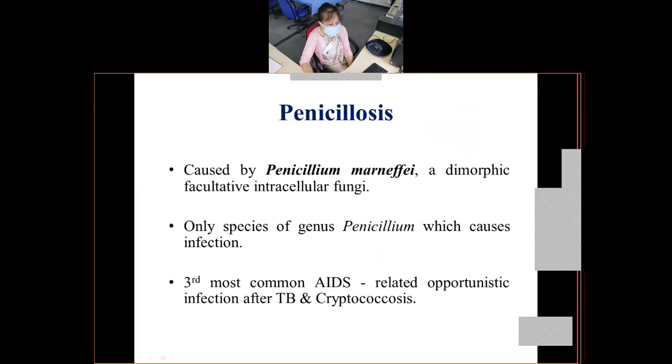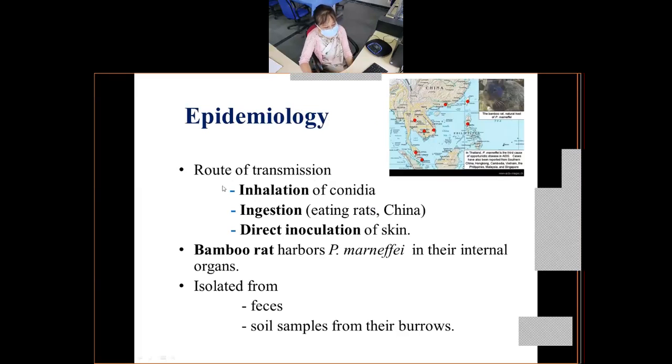Then penicilliosis. This is again caused by a dimorphic fungus. If you know the definition of dimorphic fungi, this is one of them. This is Penicillium marneffei. It is an intracellular fungus, and it's the third most common AIDS-related opportunistic infection after tuberculosis and cryptococcosis. The route of transmission is by inhalation of the conidia or by ingestion. People have the habit of ingesting what we call bamboo rats. This is one of the modes by which the infection can be transmitted, or sometimes it can occur because of direct inoculation of the skin.